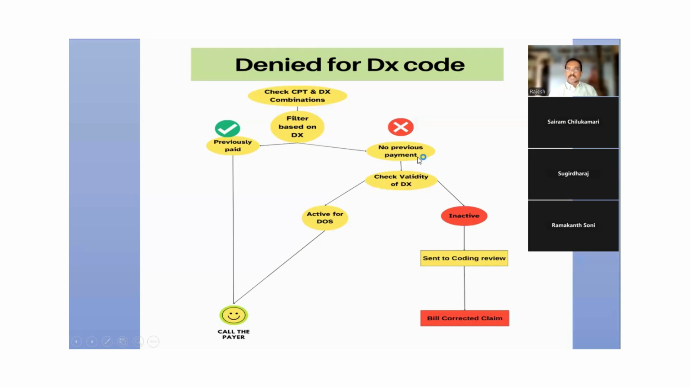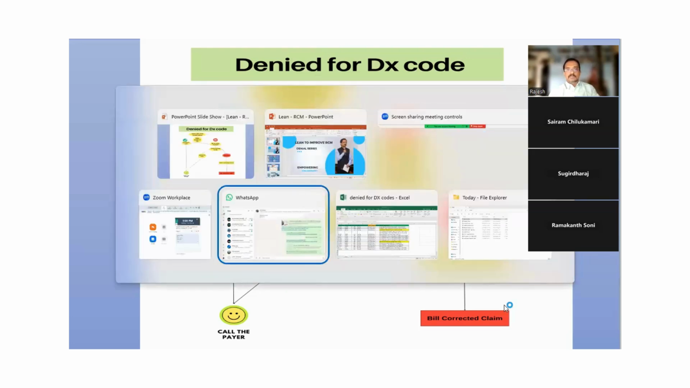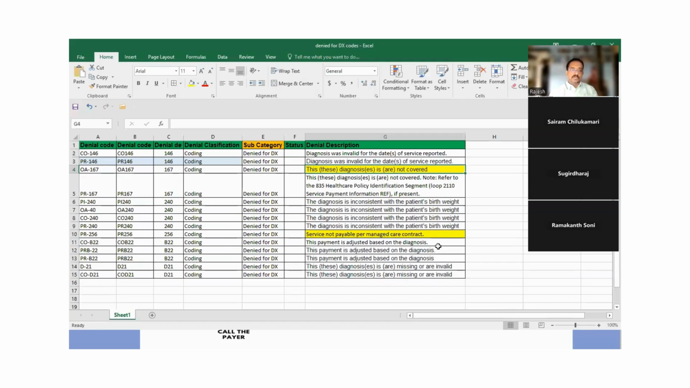If your diagnosis code is inactive, that is where your problem starts. You will send it to coding review and build a corrected claim. The diagnosis code can be changed only by your coding team based on the medical records. They will refer to the medical record and select the correct diagnosis code. So this is the discussion of what we are going to do here.